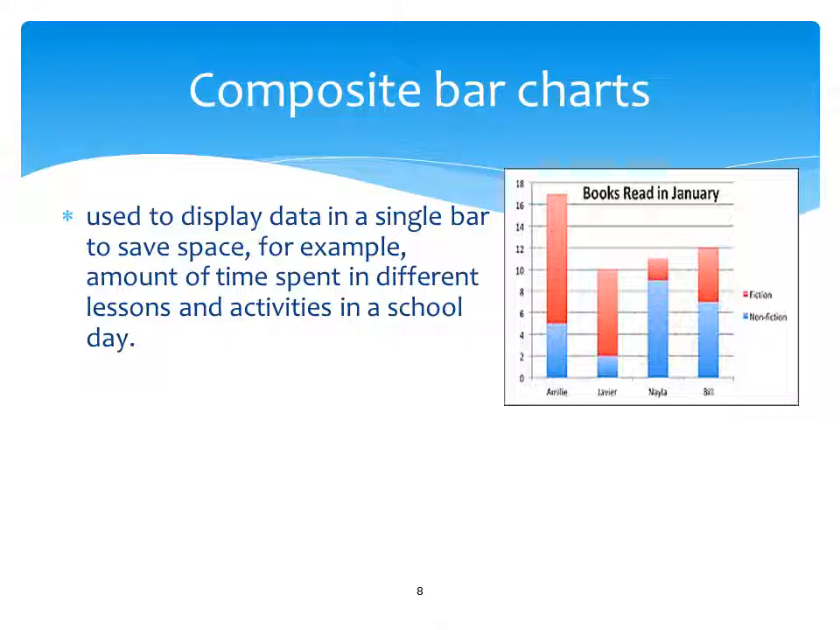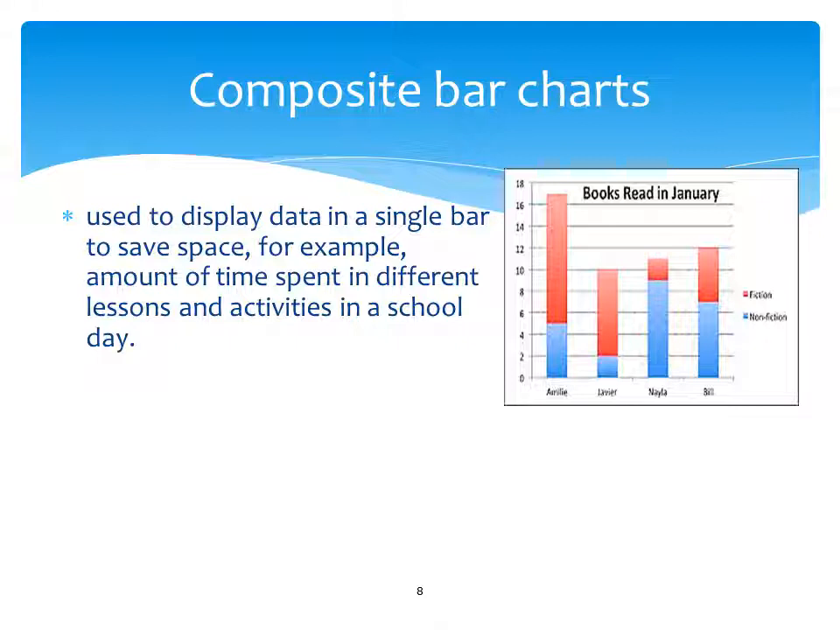If you look here, our composite bar chart is representing books read in January. And the colors are also very important here. So fiction is the red color and non-fiction is the blue color.